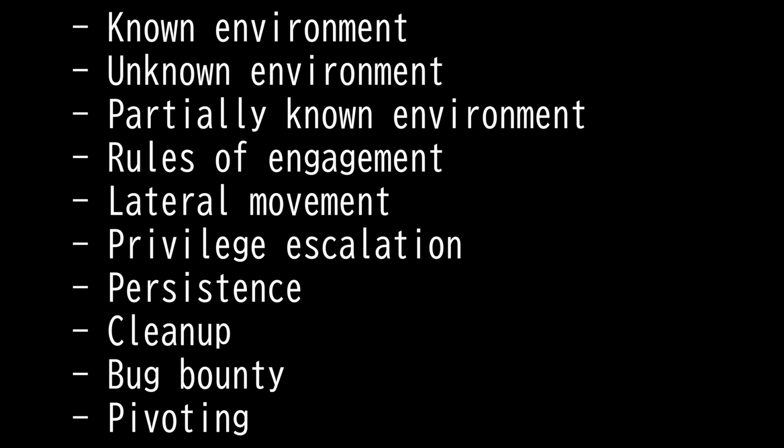The first three are known environment, unknown environment, and partially known environment. You can call it the white box, black box, and gray box. Known environment or white box means that the pen tester knows everything there is to know about the system and the target. Internal security teams or security audit teams perform this kind of penetration testing in order to carry out an audit.